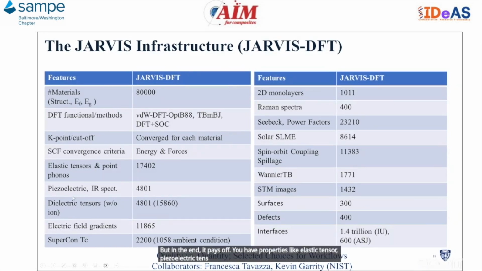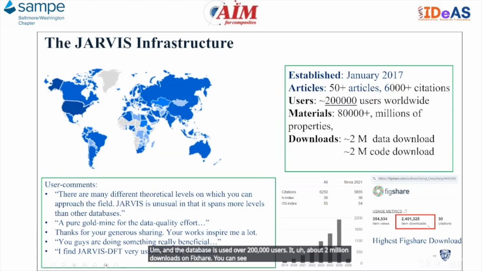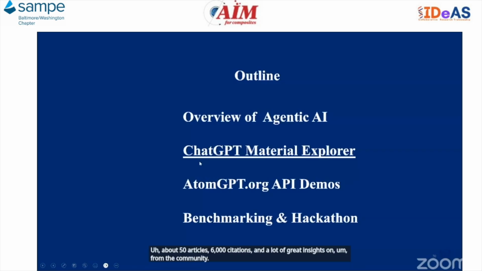We have properties like elastic tensor, piezoelectric tensor, dielectric tensor, electric field gradient, superconducting transition temperature, 2D monolayer data, Raman spectra, Seebeck and power thermoelectric coefficient, solar cell efficiency, scanning transmission electron microscopy and scanning tunneling microscopy images, surface data, interface data, defect data, and we will try to make this all available through API and then connect to the LLM using agentic AI. The database is used by over 200,000 users, with about 2 million downloads on Figshare. You can see these are probably the highest downloads from any researcher around the world. 2.4 million downloads on Figshare. Same with the code, about 50 articles, 6,000 citations, and a lot of great insights from the community.